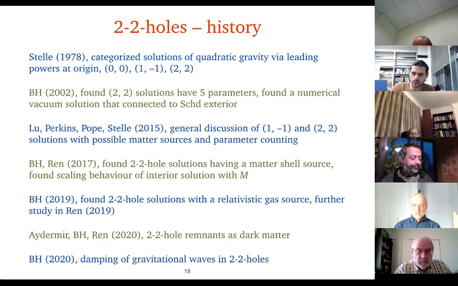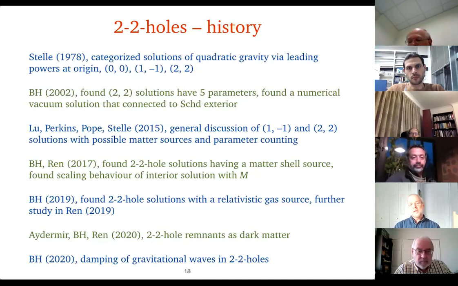But even though, again, all this was numerical, we were able to find the scaling behavior of the interior solution for any m. And by the way, m can be arbitrarily large. So we have a pretty good idea what these large 2-2 holes are like, even though we can only actually produce numerical solutions for small m. And then a little later, I found these solutions with a relativistic gas as the source. And so these are the things that I would call realistic 2-2 hole solutions. And then there are a couple of other topics that I can't go into here.